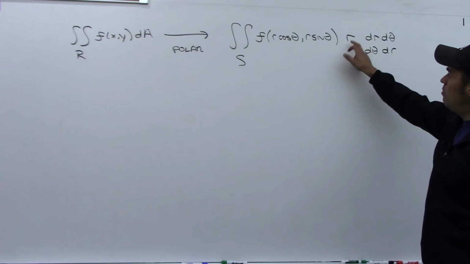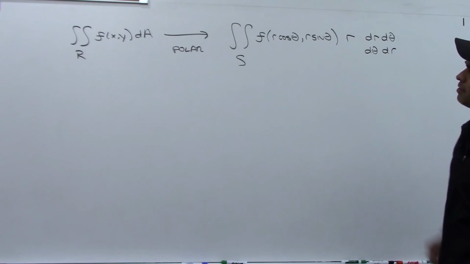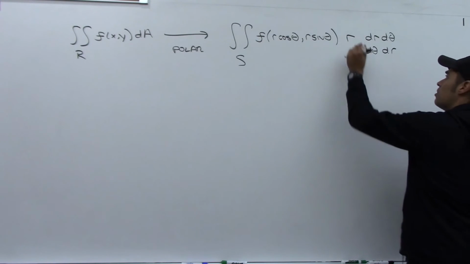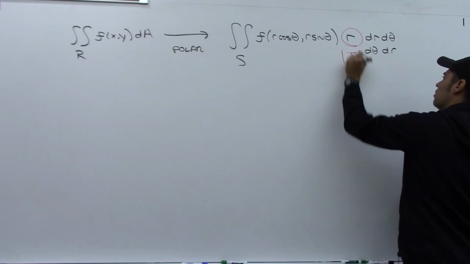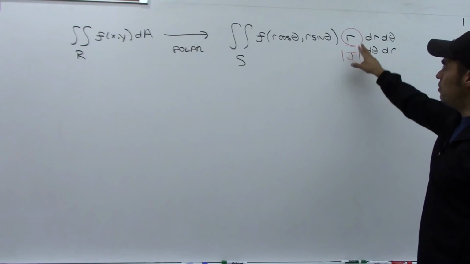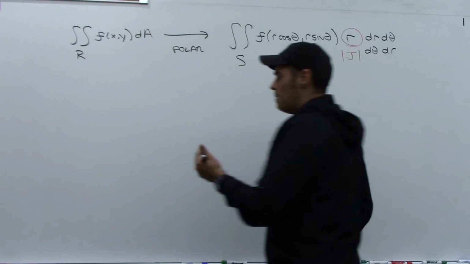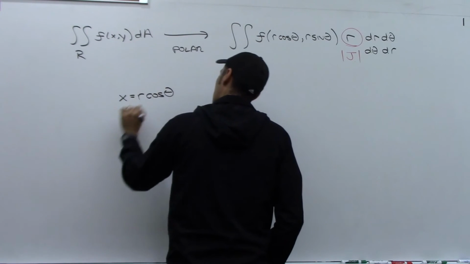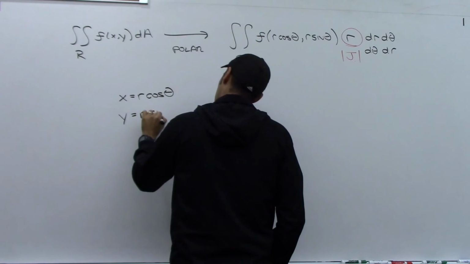But we said, you know, this r had to be there, and tried to explain a little bit where it came from. But what I want you to see now is that this is actually the Jacobian. It's the magnitude of the Jacobian. And so what I'll do is I'm just going to convince you of where that r came from. What were our transformations? x was equal to r cosine theta, y was equal to r sine theta.